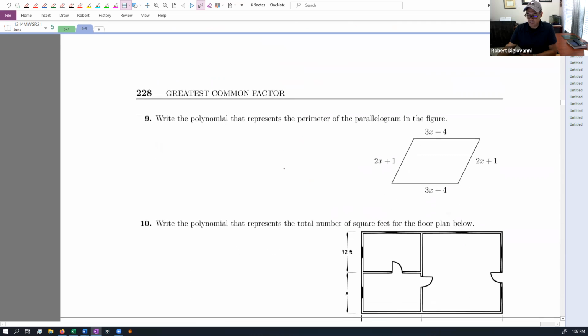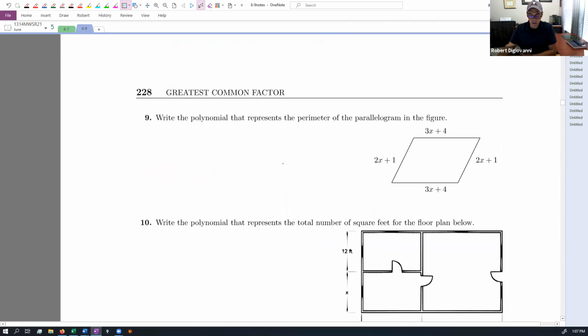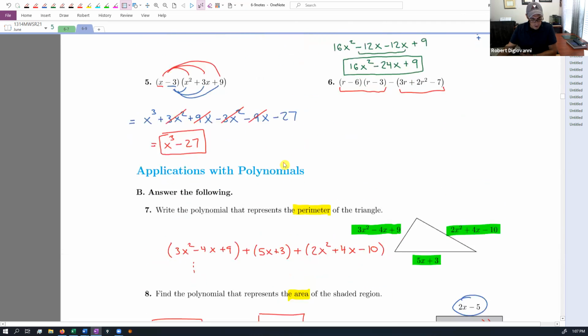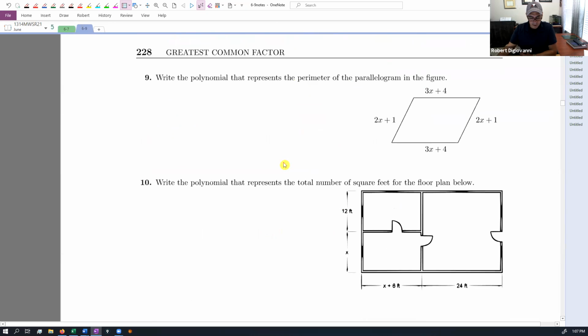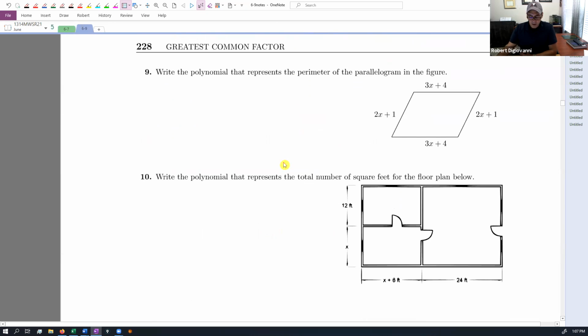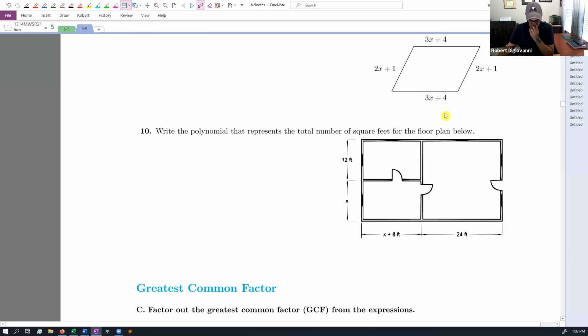Okay. We're moving on again. So this is applications. Let me see. Number 9, perimeter. Yeah, you just add all those up again.